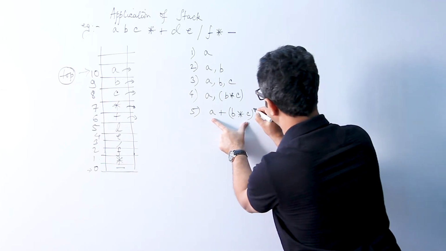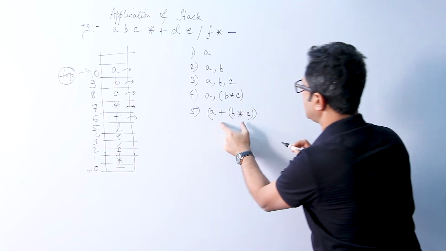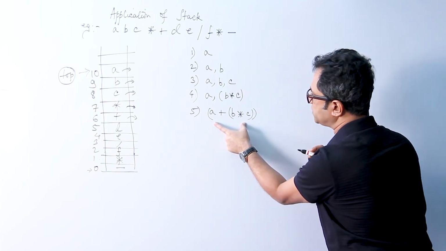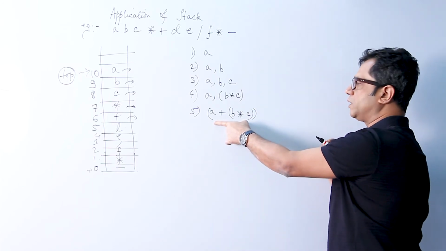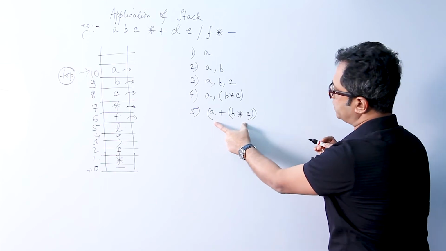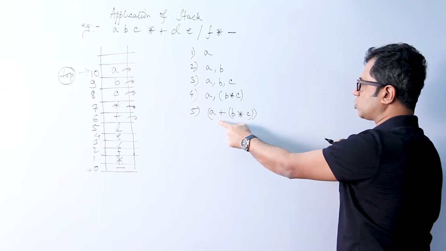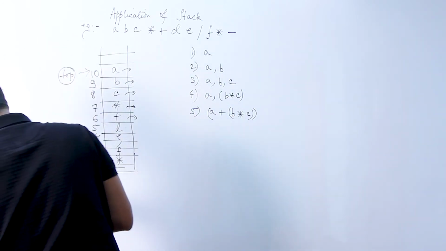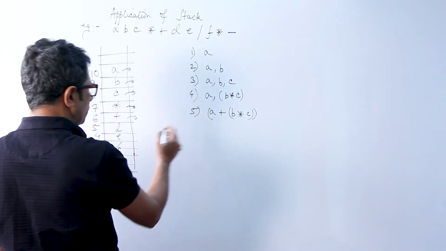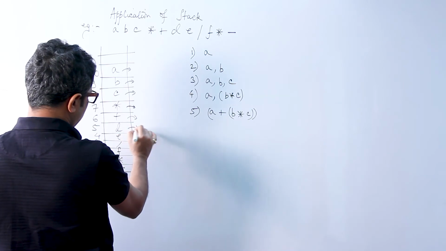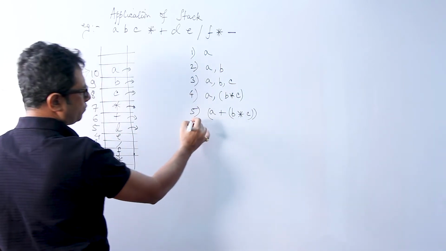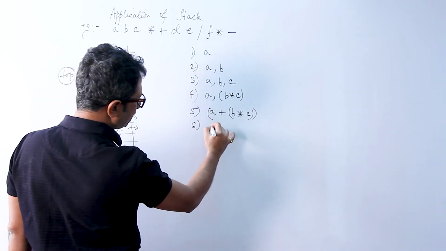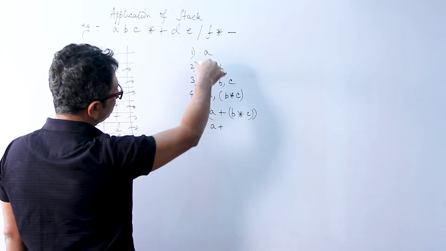Suppose we have to consider this like this: A plus B star C. So A plus B star C is considered to be a single element, and the stack now contains one element, that is the topmost element, A plus B star C. After that, we are going to encounter another operand, that is D. So I will write like this, as we have done in the previous cases.